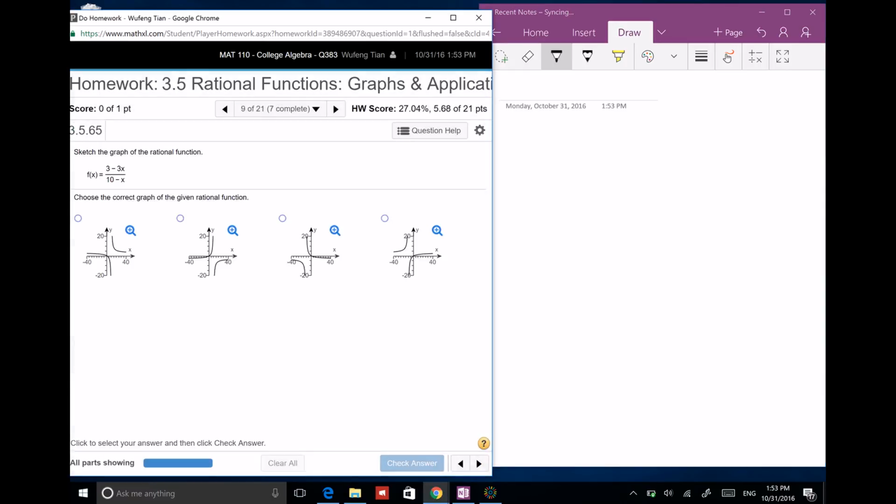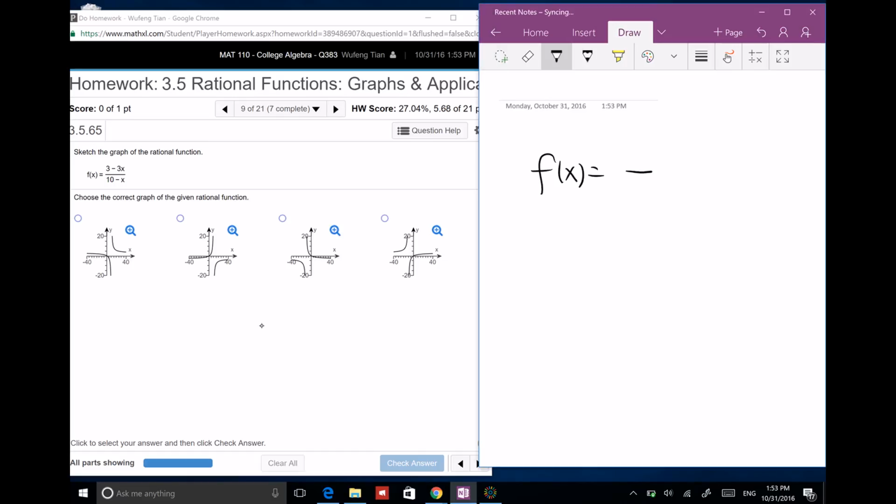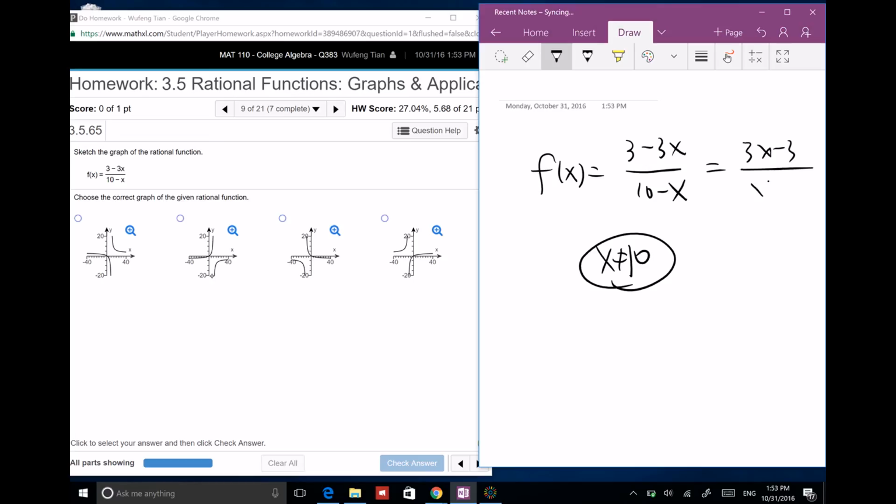Okay, so sketch the graph of the rational function f(x) equals (3 minus 3x) over (10 minus x). So x is not equal to 10. You have a vertical asymptote at x not equal to 10, and it's negative. You can change this into (3x minus 3) over (x minus 10).